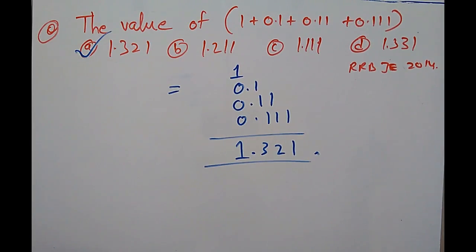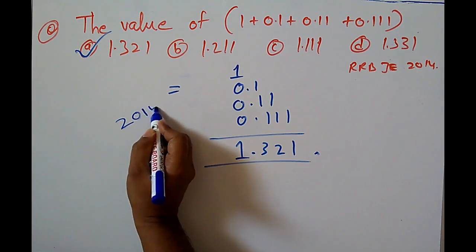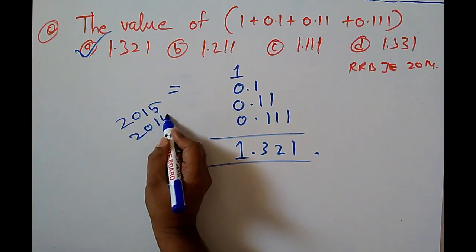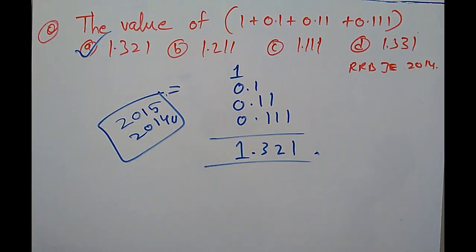So friends, I have covered all the models in the number system which we have got in the previous years, like RRB JE 2015 and 2014, and I have explained extensively. Tomorrow we are going to see another topic.